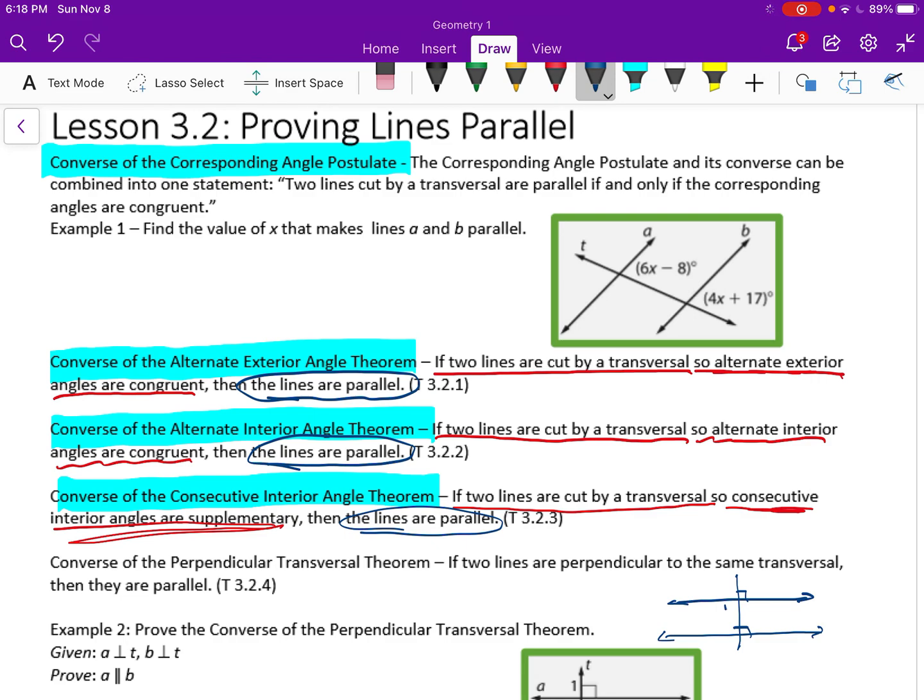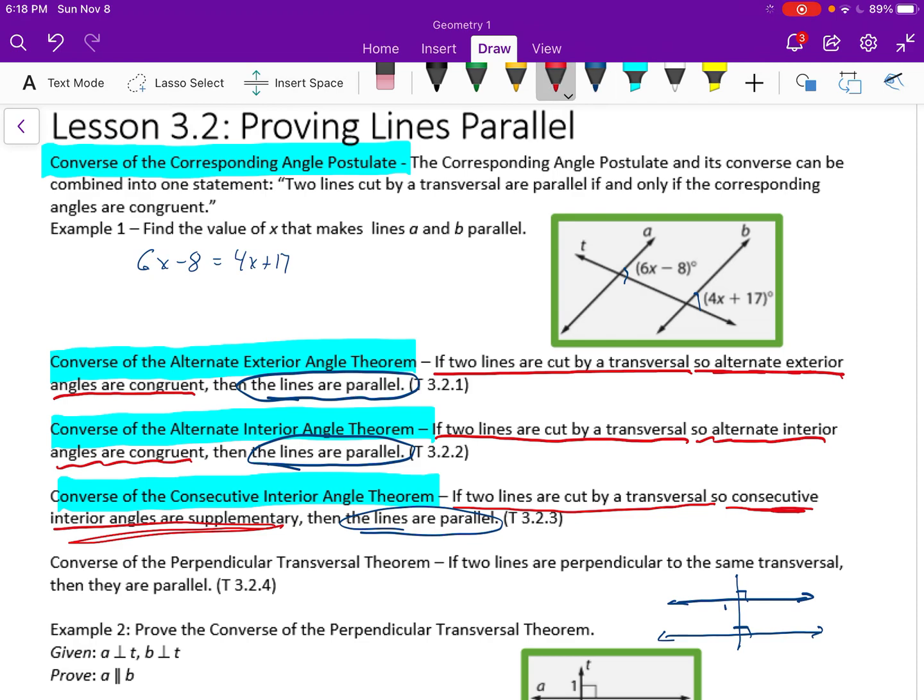Let's jump back to example one now. We'll see things written like this in other problems. Find the value of x that makes line A and B parallel. In order for line A and B to be parallel, corresponding angles must be congruent. We still solve these similar to what we did before. We would say 6x minus 8 is equal to 4x plus 17, because if these corresponding angles are equal, then the lines will be parallel.